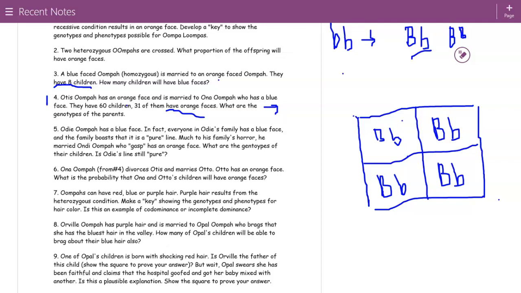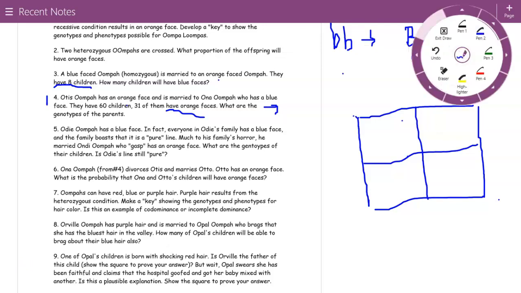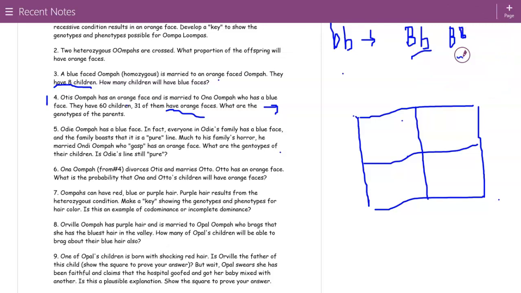Number 5. Just erase. Number 5. Odie Oompa has a blue face. In fact, everyone in Odie's family has a blue face, and the family boasts that it is a pure line. Much to his family's horror, he married Andi Oompa, who has an orange face. What are the genotypes of their children? Is Odie's line still pure?